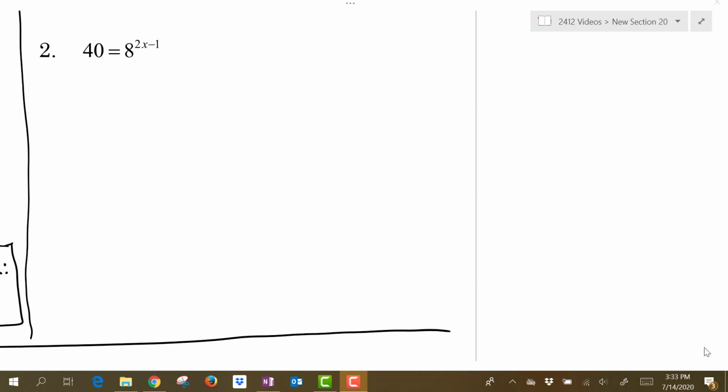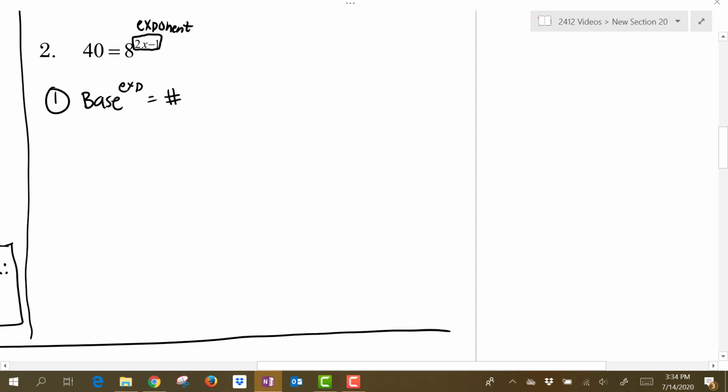Looking at example 2 of exponential equations, we know that we're solving an exponential equation because the variable is in the exponent. So here's the exponent. Our first step is to rewrite the equation so that it is the base raised to an exponent equals a number on the other side. So if that's the exponent, then the base is the number that's directly in front of that. So there's the base and the exponent, and on the other side we have a number. So this step is actually already done for us.